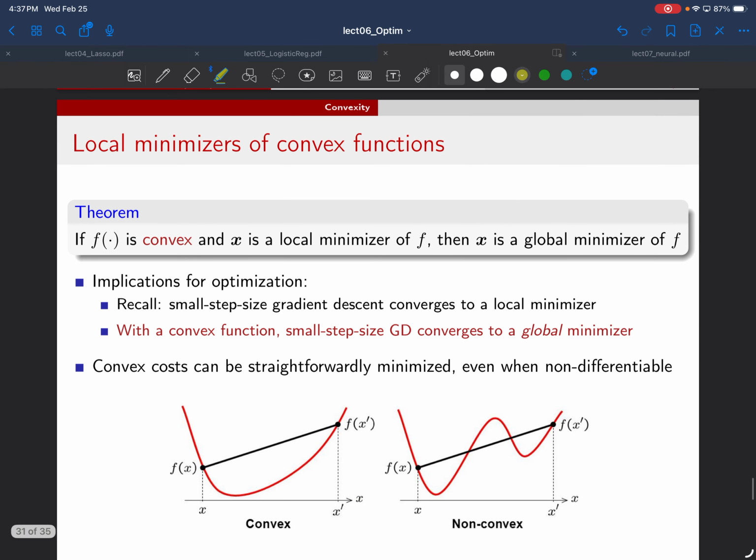And I guess we have one more page here, which is stuff I've been saying for a while, but it goes like this. So if you have a convex function and you can find a local minimizer of it, then you can be sure that that is also going to be a global minimizer of the function. So whenever this small step size gradient descent converges to a local minimizer, you can be sure that you've also found a global minimizer.